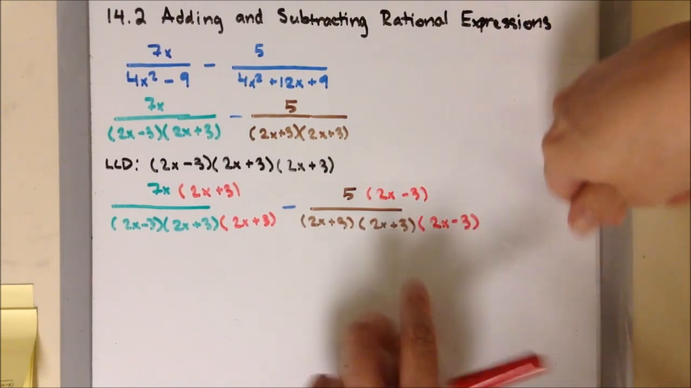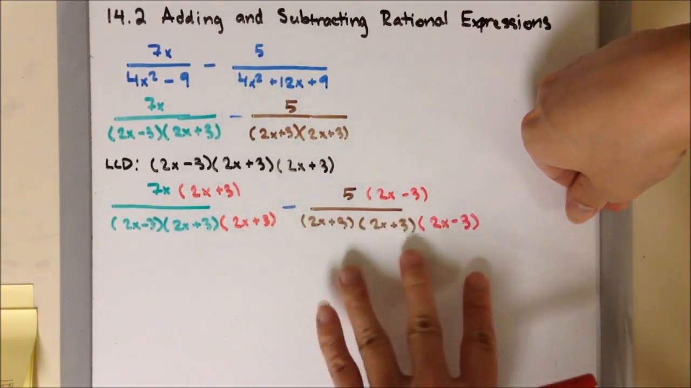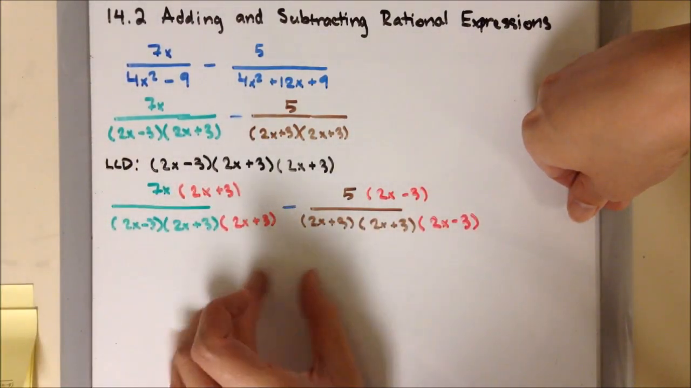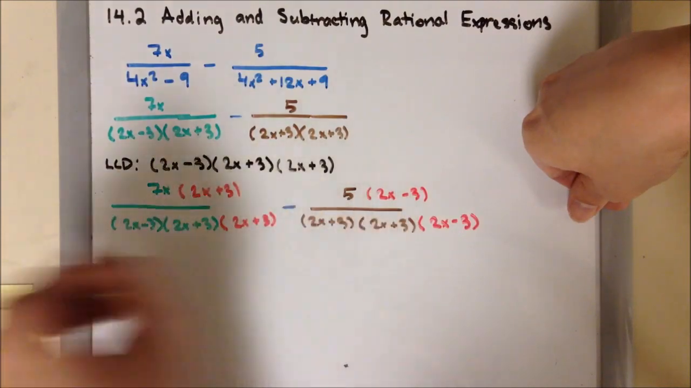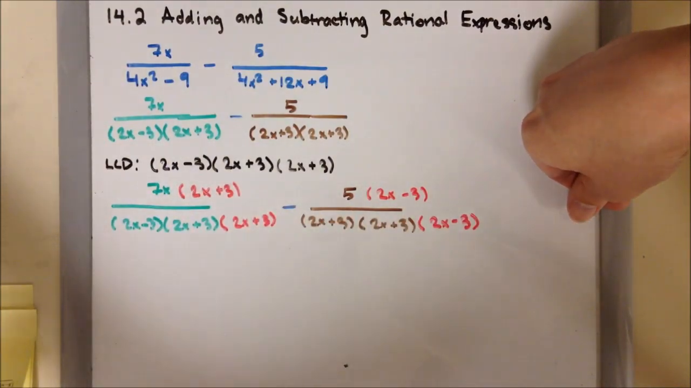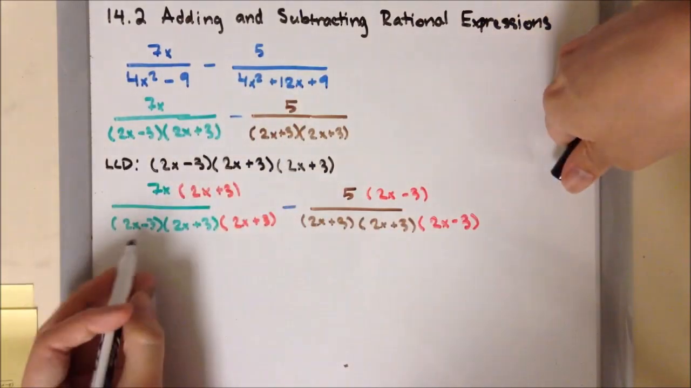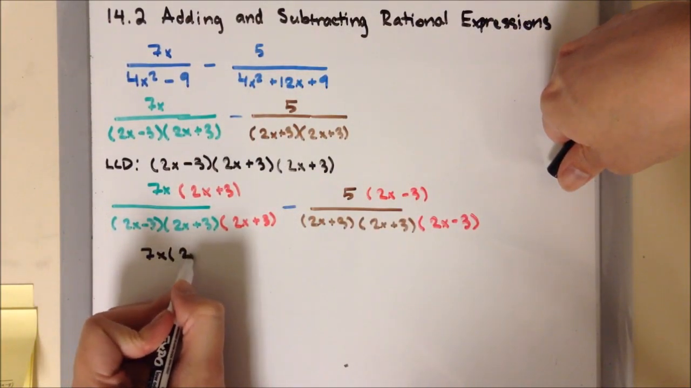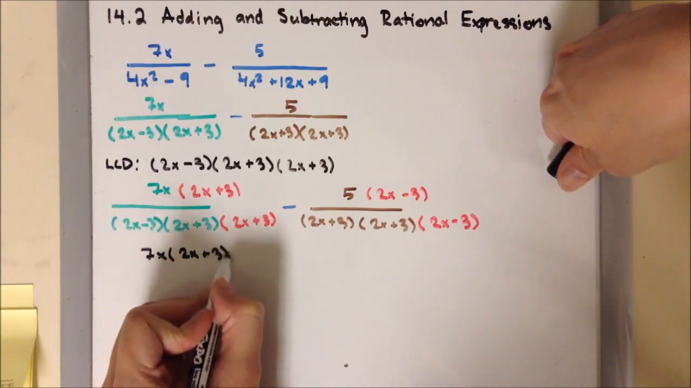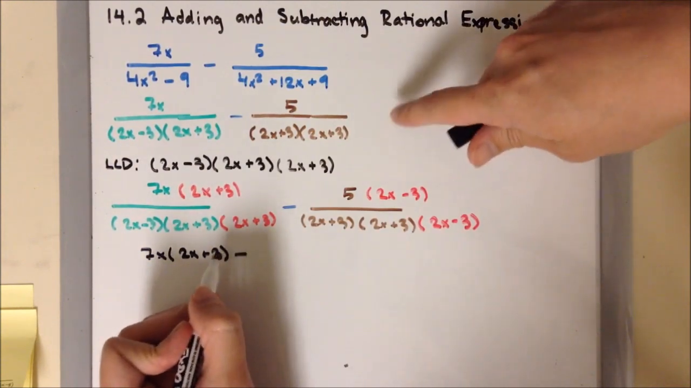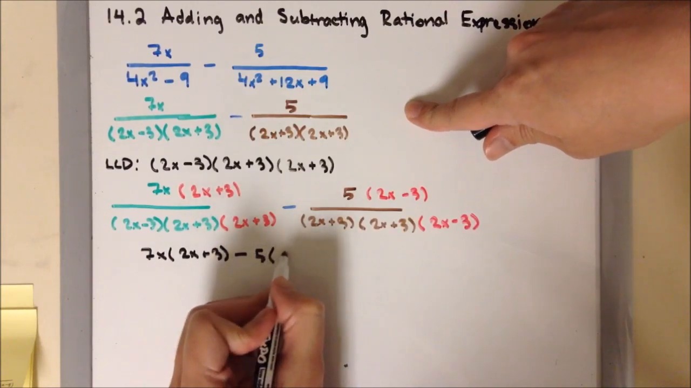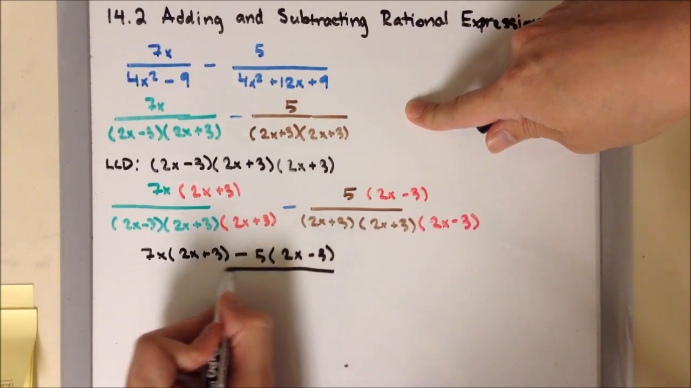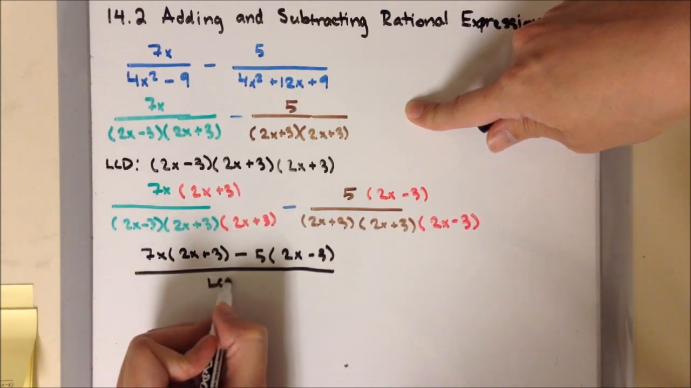So when I multiply, I'm going to have a common denominator. I'm going to leave it in factor form. Now I'm basically going to combine as one fraction so that I can combine the numerators. So the first part is 7x times 2x plus 3, close parenthesis, and then minus the second part, which is 5 times 2x minus 3, over my common denominator, which is the LCD. So I'm writing the LCD for the work.